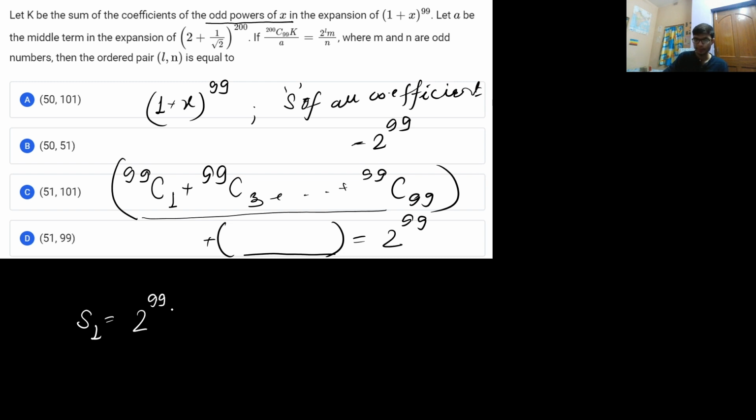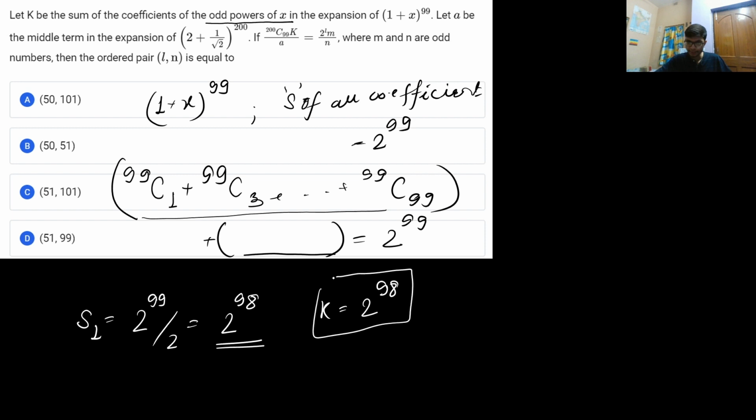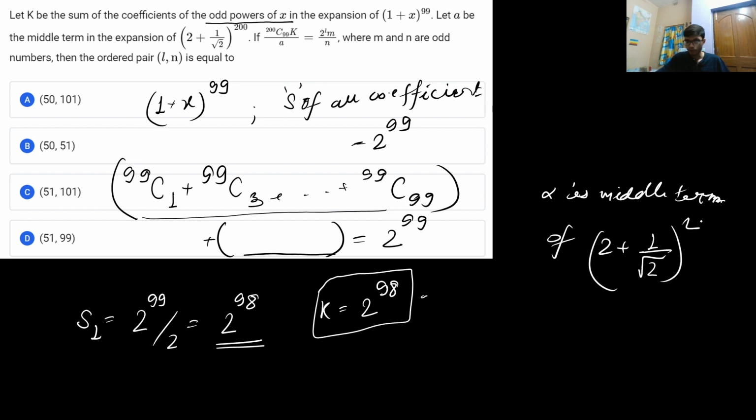This yields 2 to the power 98, because 2 times the summation equals 2 to the power 99. So the value of k is equal to 2 to the power 98. It also says that alpha is the middle term of the binomial expansion of (2 plus 1 by root 2) whole raised to the power 200.